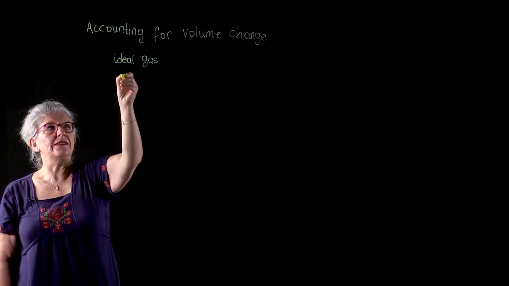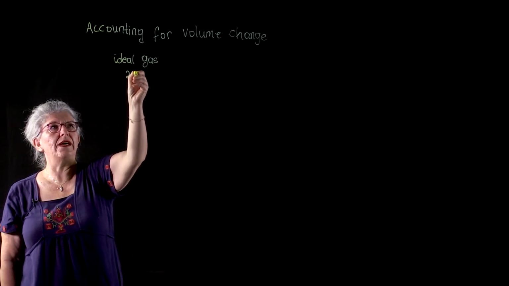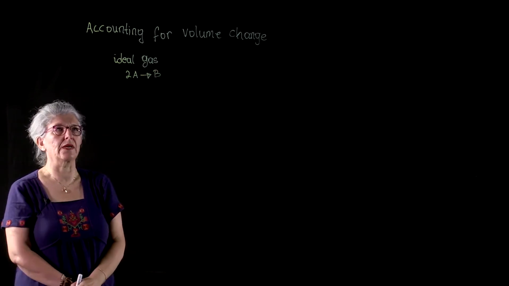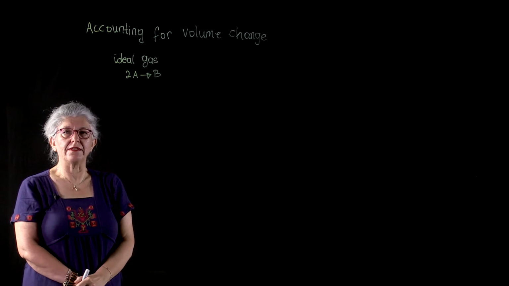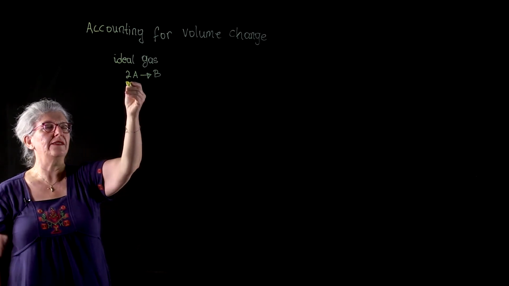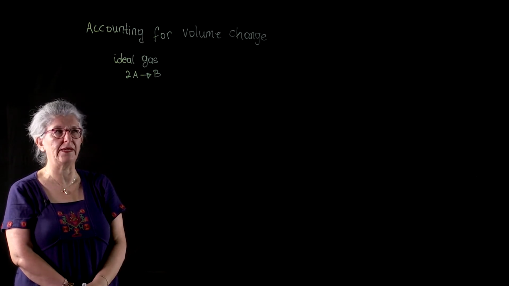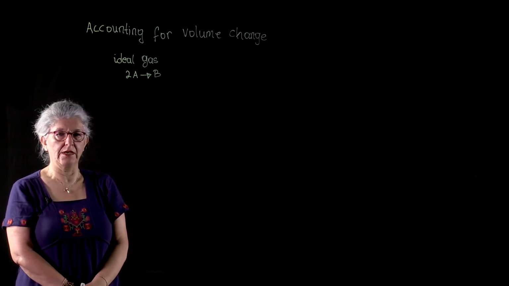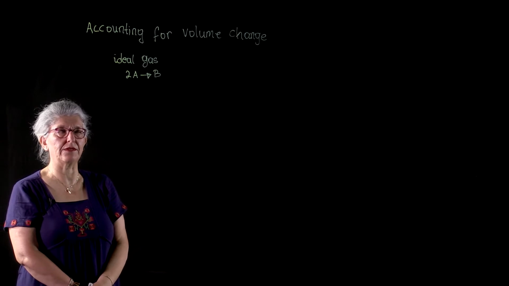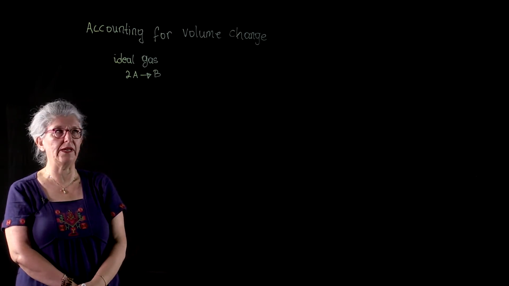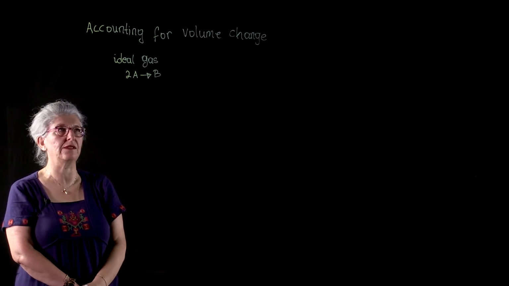So let us take a symbolic 2A going to B type of reaction. When we start from 2 moles of A, when the reaction goes to completion, we have only 1 mole of B left and 1 mole equivalent has disappeared. This is going to have a reflection on the total volume, and we are going to learn how to take this into account.